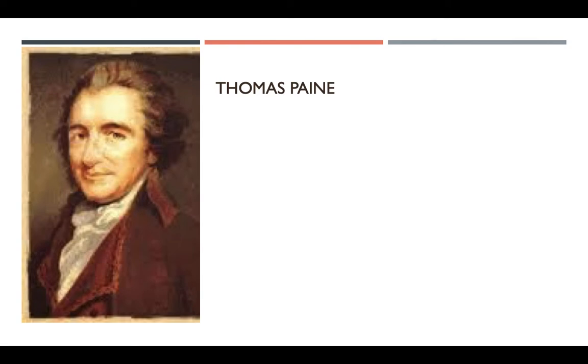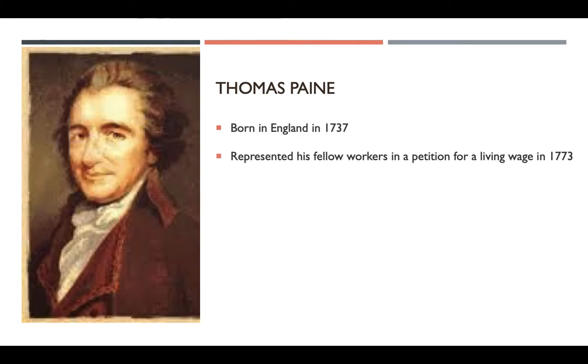So our first writer will be Thomas Paine, and he was born in England in 1737. He represented his fellow workers in a petition for a living wage in 1773, and the reason I included that detail is because in the media today, you see people campaigning for $15 an hour to be the minimum wage, or in other words, a living wage. It's just interesting how the same issues were present back then, and they still exist today. Like this idea of people making enough money in any job to be able to live on.